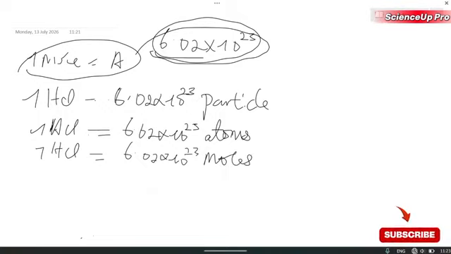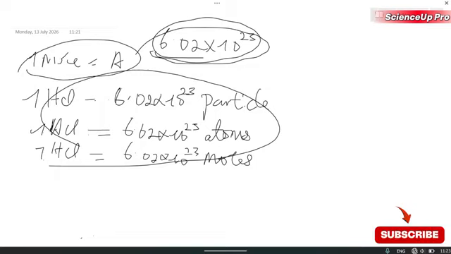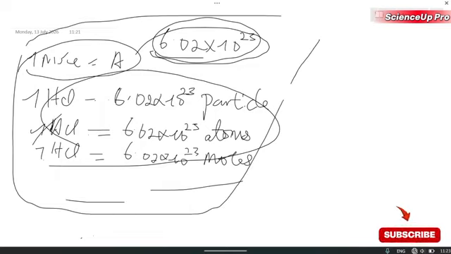Yes, this is how we can use this conversion to be able to get the number of particles or the number of atoms or the number of molecules in every substance that you are being given. This is very important. So this is what scientists do to be able to quantify the number of particles.